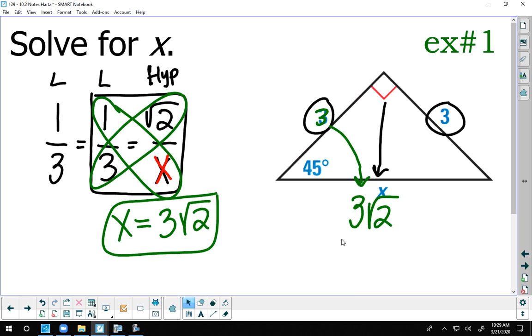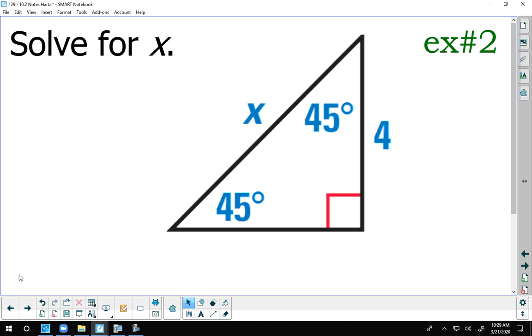So if you don't want to set up this whole thing for this type of problem, you can just recognize that it is the leg length times the square root of 2 and be done. Same thing here. Since these are both 45-degree angles, we know that if this leg is 4, then this leg is also 4. And we know that the hypotenuse is the leg length times the square root of 2.